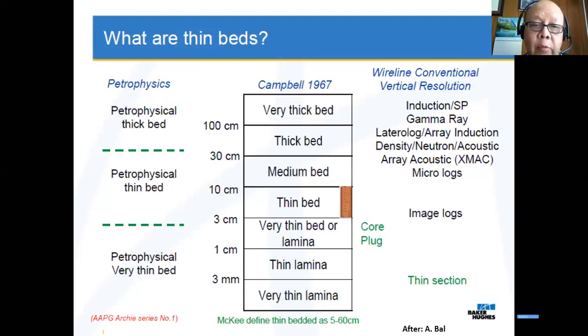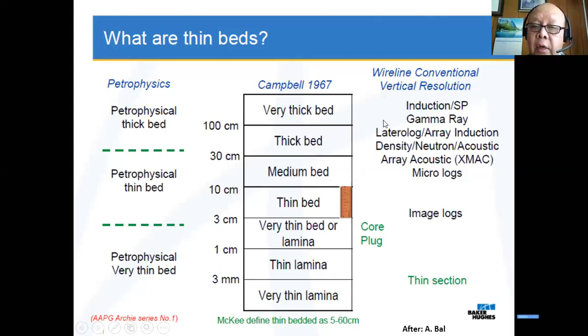So again, what are thin beds? Definition of thin beds according to Campbell. If you look at the petrophysical definition, a thick bed will be 30 centimeters and above. Then when we define a thin bed, it will be something between 30 centimeters and 3 centimeters. For petrophysics, a very thin bed will be between 3 centimeters and 3 millimeters.